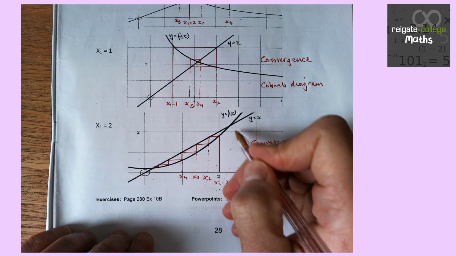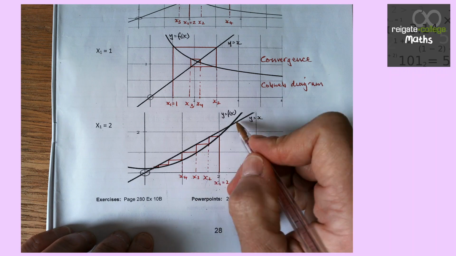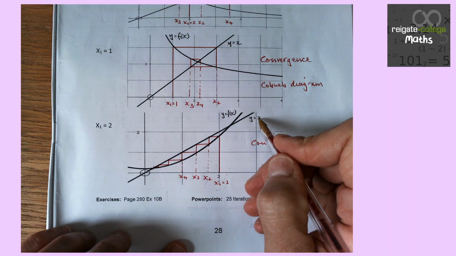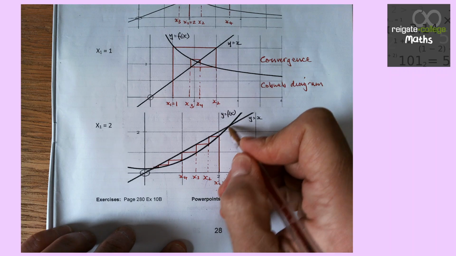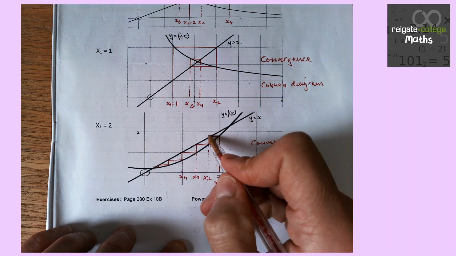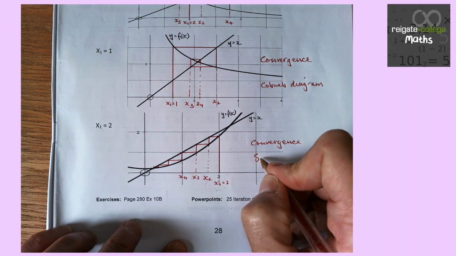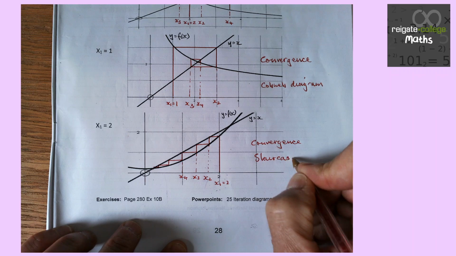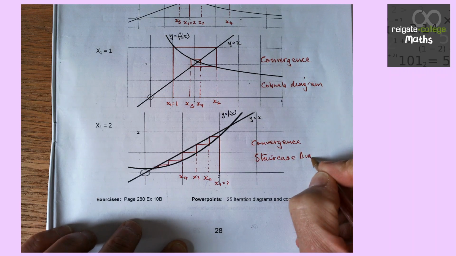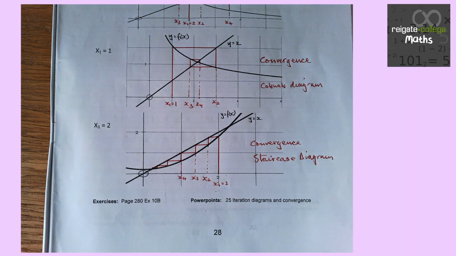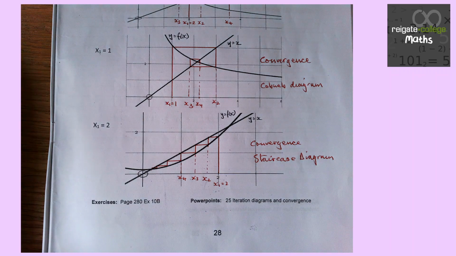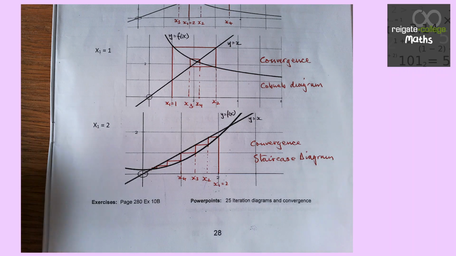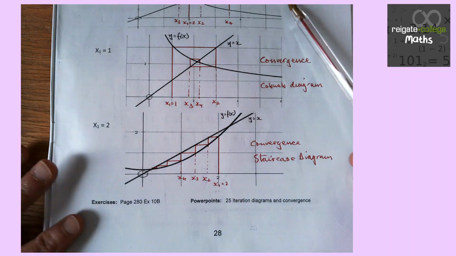There are two roots to the equation f of x equals x shown on this graph. You might have thought that we'd get to this one, but we actually end up getting to this one here. Because of the way this is, it looks like a staircase. So this is a staircase diagram. That's how staircase and cobweb diagrams illustrate the way an iterative formula converges towards a root, or alternatively the way it diverges away from a root, our first example.